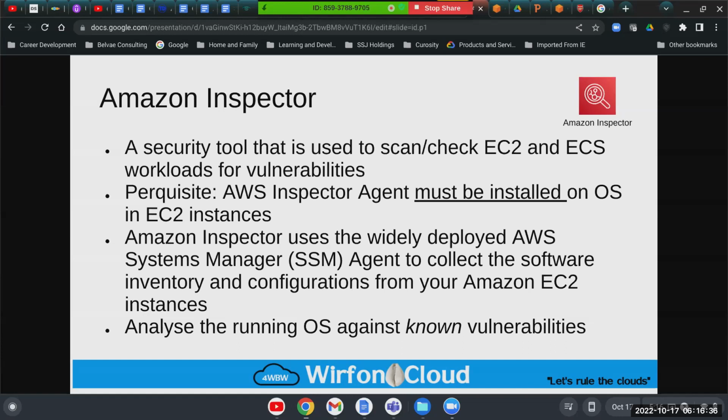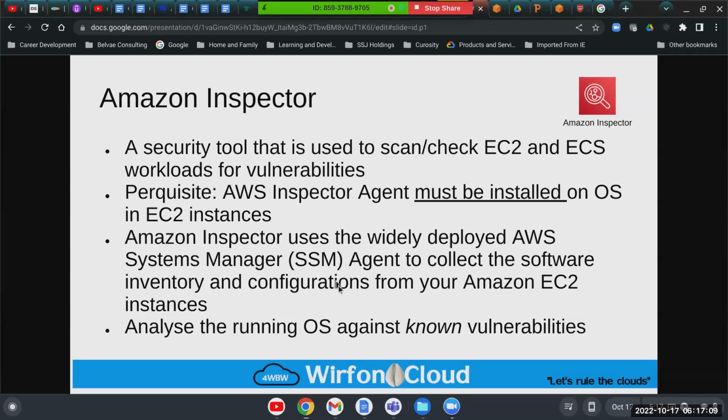One of the things that you must know is that the Inspector agent must be installed on the operating system of the EC2 instance. You have to install it first. There's no automatic protection that Inspector provides. You have to take a piece of software and install it on your EC2 instance. That piece of software is known as an agent, an Amazon Inspector agent.